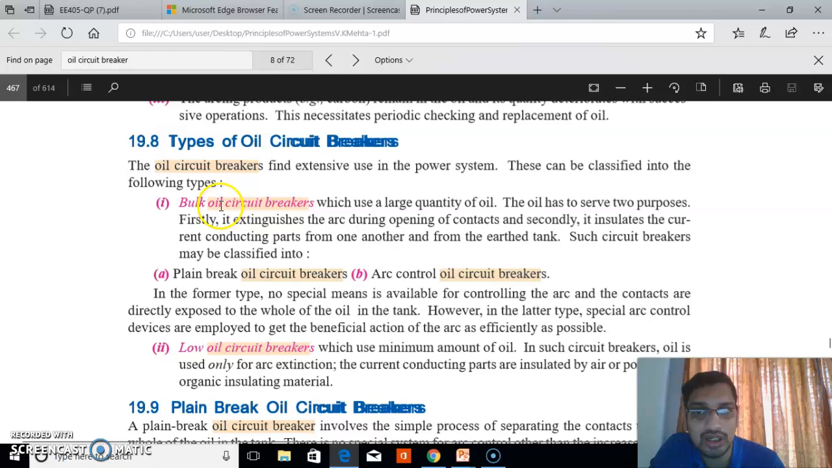Bulk oil means a large quantity of oil is used, whereas low oil, also known as minimum oil, consists of only a minimum level of oil. And bulk oil circuit breaker can be classified into two. One is plain break oil circuit breaker. Second one, arc control oil circuit breaker. So we can see the first one, plain break oil circuit breaker, under the bulk oil circuit breaker.